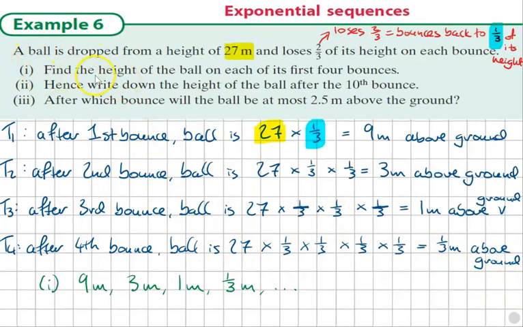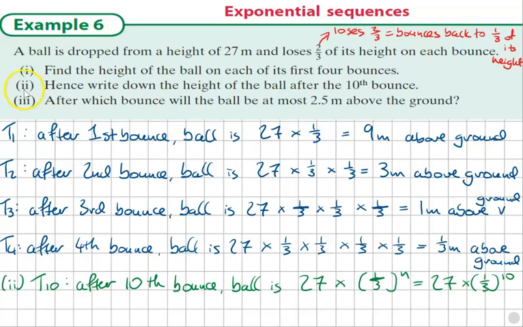So part 1 asks to find the height of the ball on each of its first 4 bounces. So the height after the first bounce is 9 meters above the ground, after the second is 3 meters above the ground, after the third is 1 meter above the ground, and after the fourth bounce is 1/3 of a meter above the ground. So we have 9 meters, 3 meters, 1 meter, 1/3 meters, dot, dot, dot. So part 2 says, hence, write down the height of the ball after the 10th bounce.